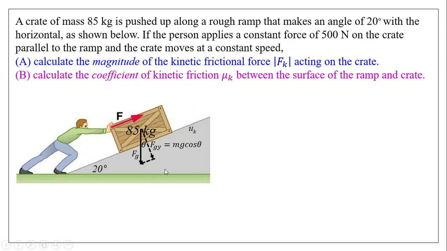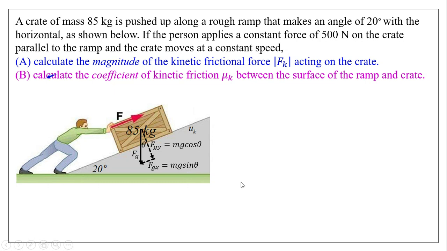Alright, the next thing you should have drawn out is the F of g x component, and F of g x in these types of problems will always point down slope, regardless of how you draw your ramp. So it always points down the ramp. F of g x by definition is mg sine theta, because referencing this angle between F of g and F of g y, F of g x is the opposite leg. Opposite in geometry would imply that it is sine of theta.